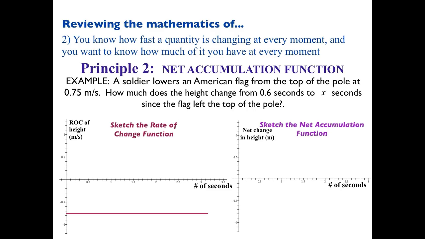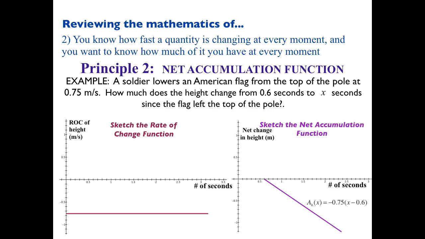Now, forgetting about the formula that we came up with, just based on the situation. So don't try to graph the formula, but think about what will this net accumulation function look like? At 0.6 seconds, what's the net accumulation of height since 0.6 seconds? 0. And then what happens to the accumulation of height? Goes down, right? So imagine it's going to start at 0.6 seconds, it's going to be 0, and it's going to head down from there, right? Does that make sense?